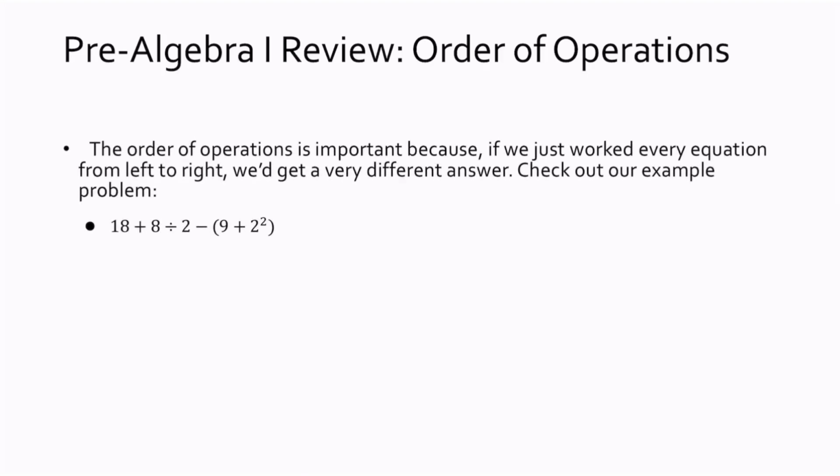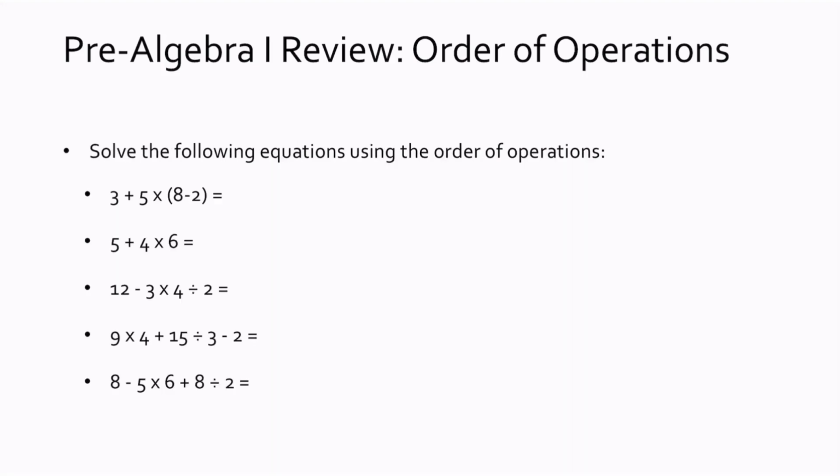And the reason this is super important is because if we work this problem instead from left to right, we would do 18 plus 8 is 26. 26 divided by 2 is 13. 13 minus 9 is 4. 4 plus 2 is 6. And 6 squared is 36. 36 is not even close to 9. So our order of operations is very important because our answers will be very different.